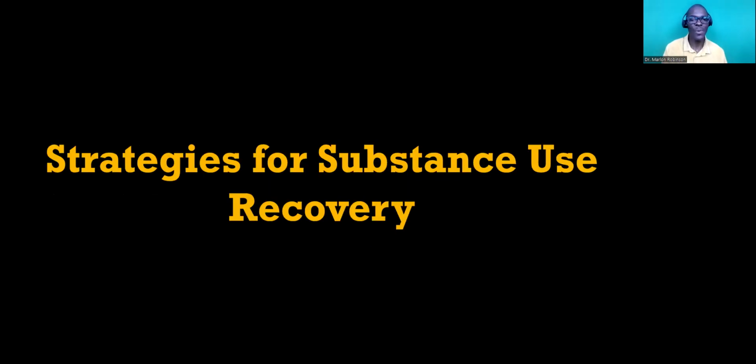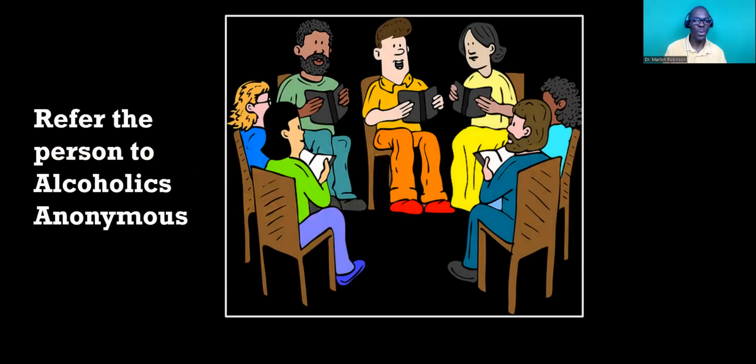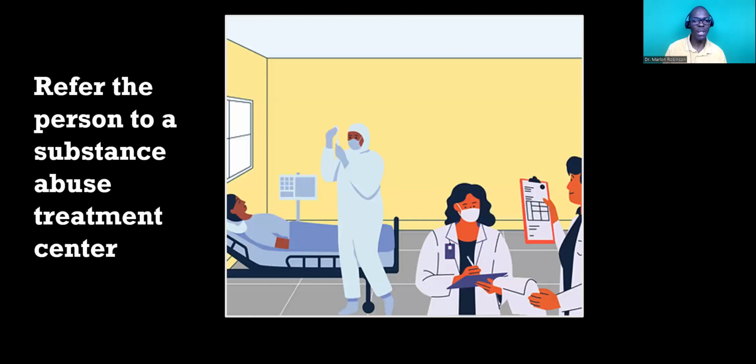So let's talk about strategies for substance use recovery. The first is to refer the person to Alcoholics Anonymous. It's very important that the person is referred to a place where they can get support. The Alcoholics Anonymous program has been shown to have good recovery. Refer the person to a substance abuse treatment center or a substance abuse counselor. That is very important, because those facilities are specialized in treating substance use disorders, and the substance abuse counselor is also a specialist in that area.